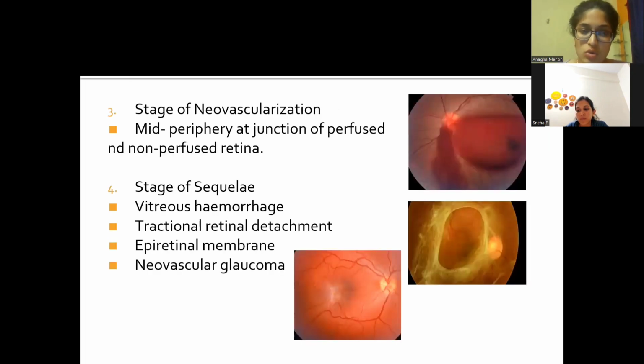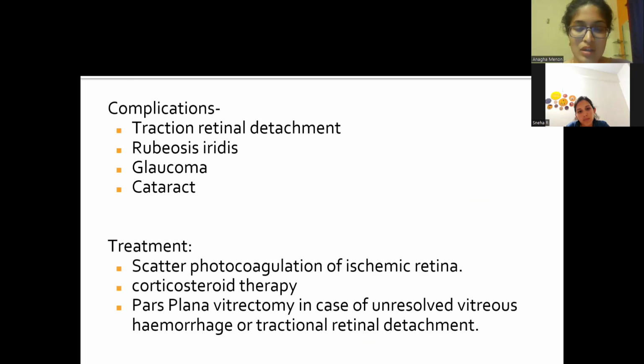Okay, so there will be stages of sequelae also that we have to be very aware about that can cause vitreous hemorrhage, tractional retinal detachment, epiretinal membrane, and neovascular glaucoma. So some of the complications that you should keep in mind is one is tractional retinal detachment. See, the retina is such a structure. If you ask me in a funny way, I can tell it is just waiting to get detached. Okay, it's just such a sensitive structure.